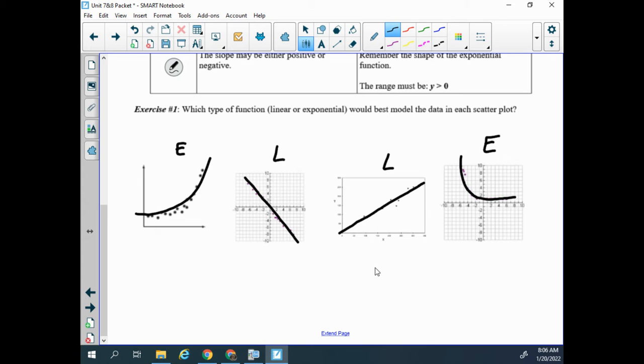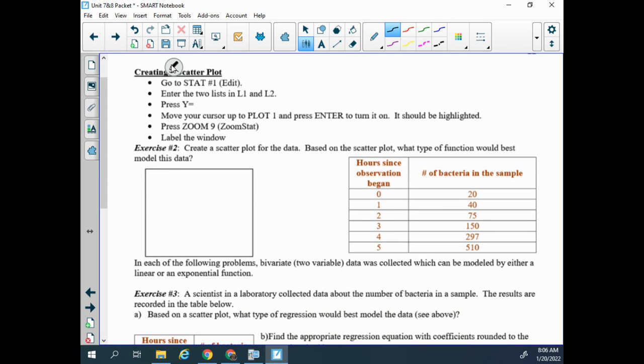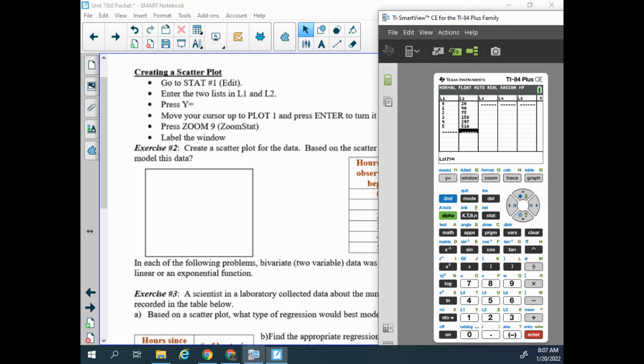So now we're going to look at the actual word problem, and the first thing we're going to need to do, a lot of times on the regressions, it just says make a linear regression, find an exponential equation or exponential regression, but here we're going to decide from the data. So I have down reading exercise 2, create a scatter plot for the data. Based on the scatter plot, what type of function would best model this data? So I have maybe a scientist observing the growth of bacteria, and that's after how many hours, how much bacteria is there. So I actually already put the information into my table.